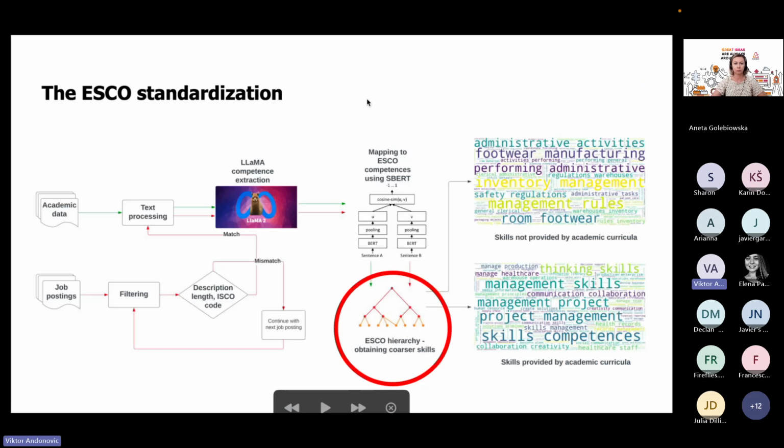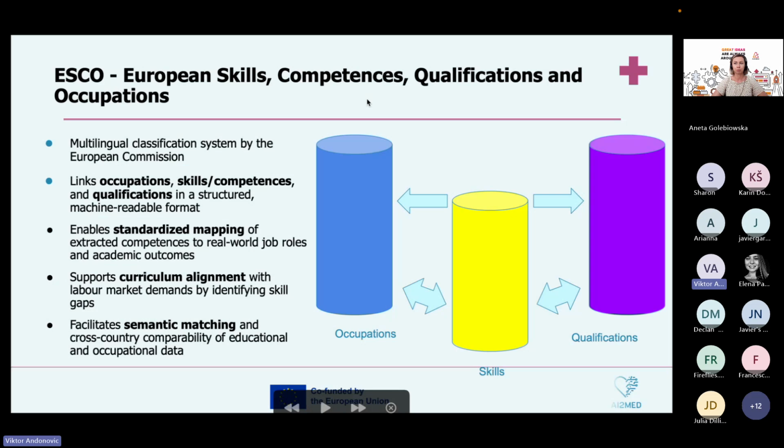But now we said that we want to have this standardized. So we used the ESCO taxonomy. Here, I will briefly explain what that is. It's a multilingual classification system by the European Commission. And it provides a link between occupations, qualifications, and skills in a structured format, which is machine readable. And we use this ESCO system in order to map the competences so that we can then do analysis.